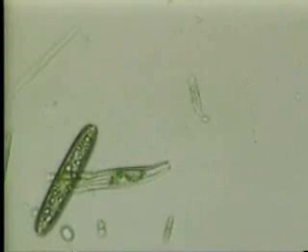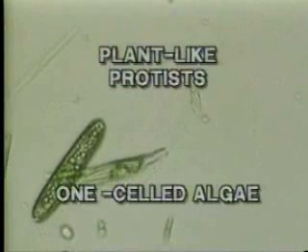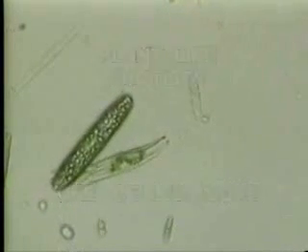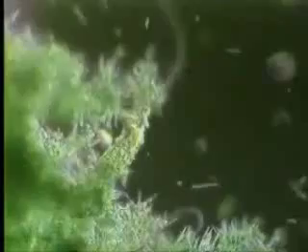One-celled algae are the protists that are like plants. They can make their own food by photosynthesis. These algae are very important because they provide food for many other life forms, and they also make huge amounts of oxygen, for the oceans and other bodies of water are filled with these tiny creatures.